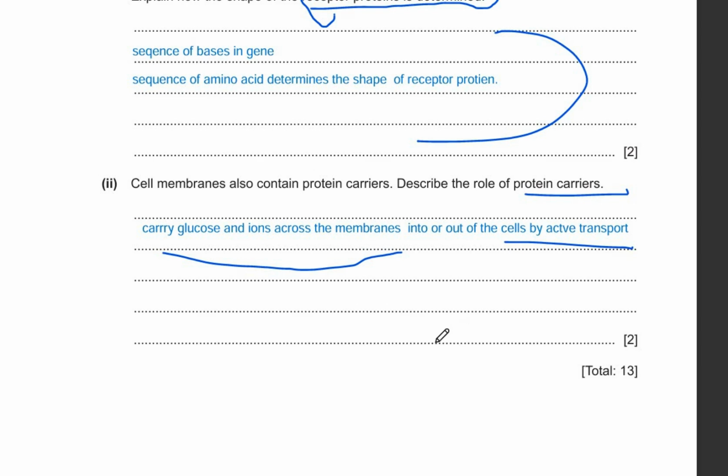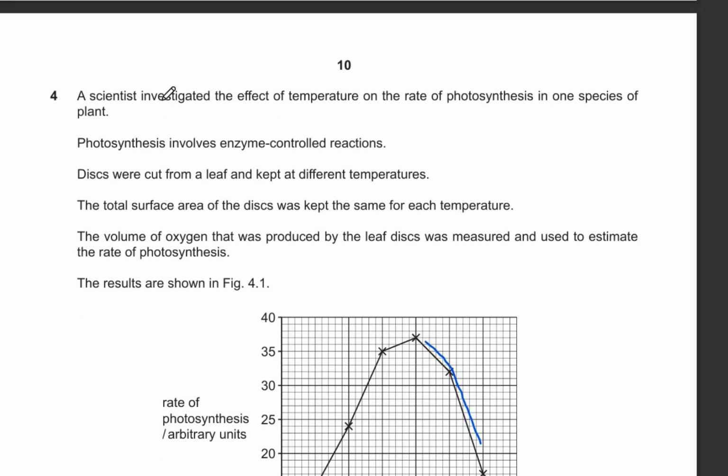Alright. Now, question 4 says that scientists investigated the effect of temperature on the rate of photosynthesis in one species of plant, which involves enzyme-controlled reactions. Discs were cut from leaves and kept at different temperatures. The total surface area of the discs was kept the same for each temperature. The volume of oxygen produced by the leaf disc was measured and used as the rate of photosynthesis.